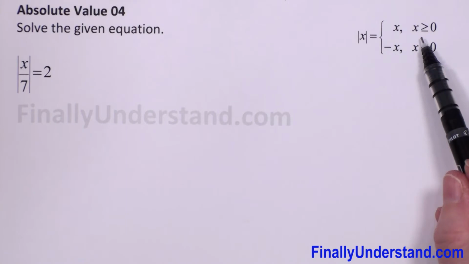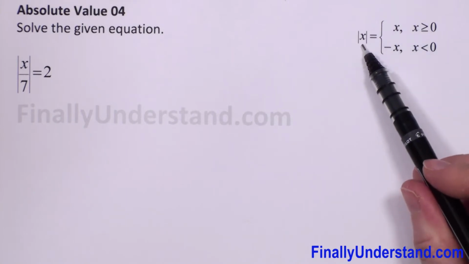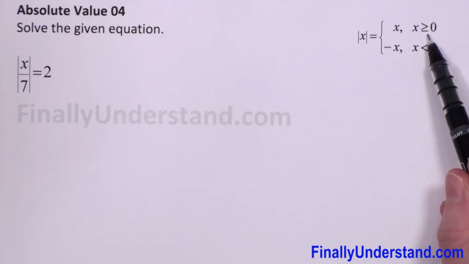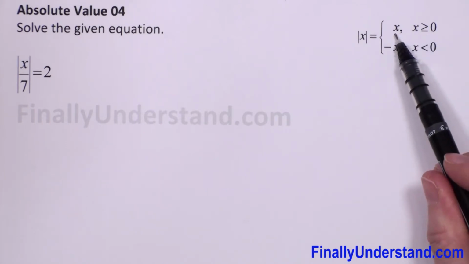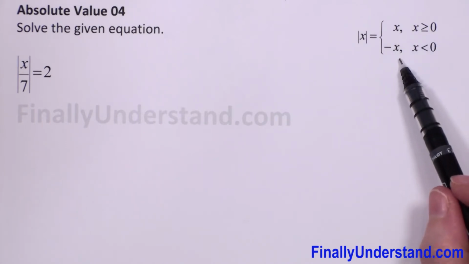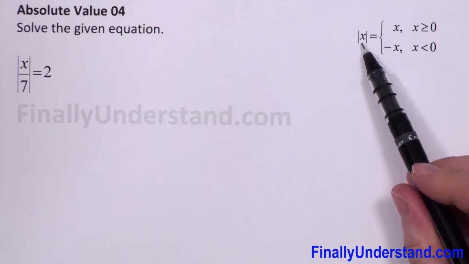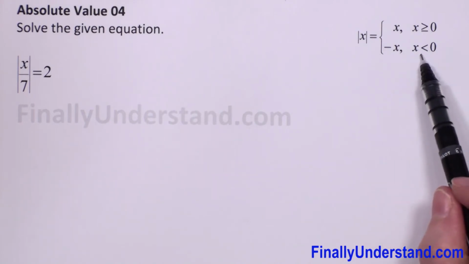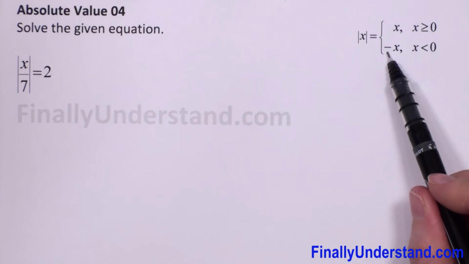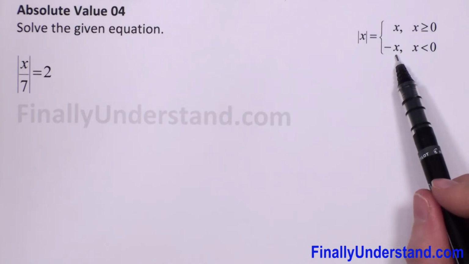First, when x, the number between absolute value bars, is positive or 0, we just copy this number. And the second, the number between absolute value bars is negative, we have to put negative sign before this number.